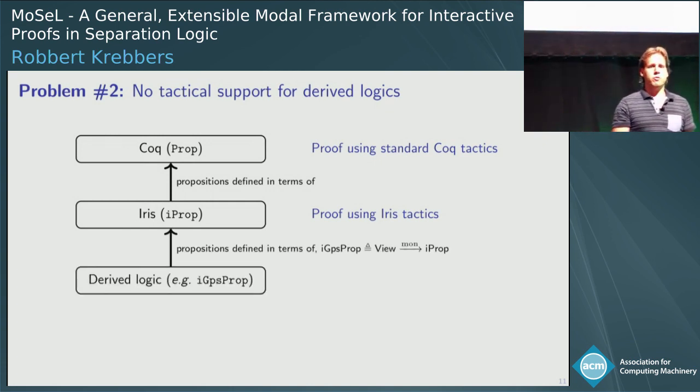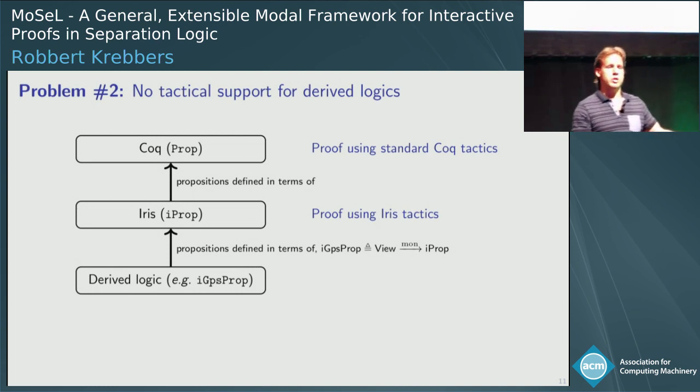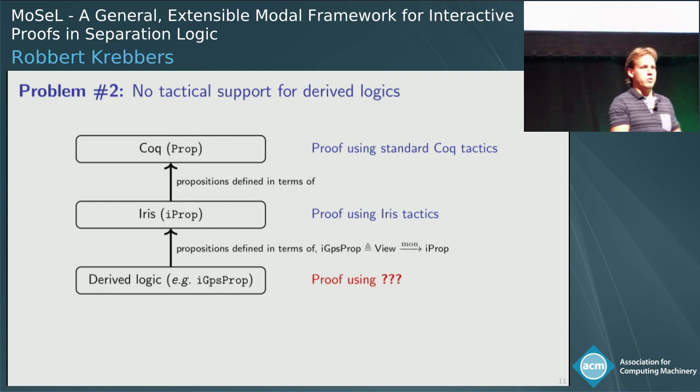What happened in some of these works, like the iGPS logic, where we built yet another logic on top of Iris, is that we defined the type of propositions, in this case iGPSProp, in terms of Iris. And then basically you get a separate logic which is modeled in terms of Iris, but all of the connectives like the separating conjunction and so on are different. And then in that case, neither the Coq tactics apply nor the Iris tactics. So the question is, how can you do proofs in such derived logics?